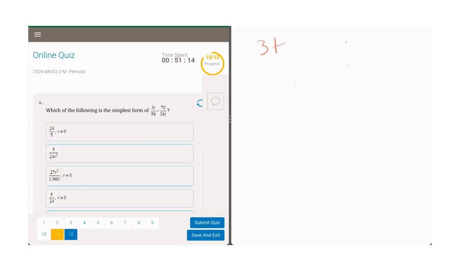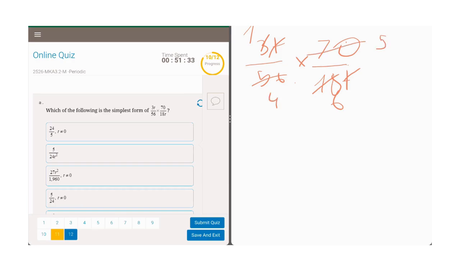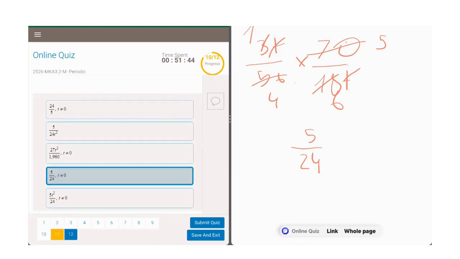Simplest form of 3t over 56 times 70t over 18t. This is again one of the simpler questions. We can cancel out t and t. 3 and 18 will be 1 and 6. 56 and 70 will be 4 and 5, since they're both divisible by 14. So we're going to have 5 over 24, and t is not equal to 0.